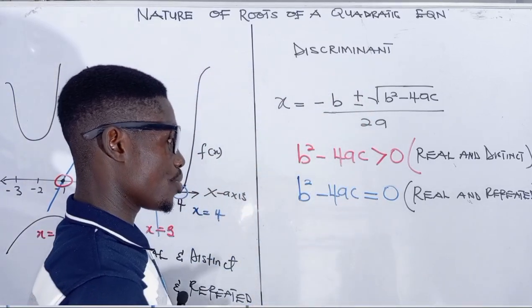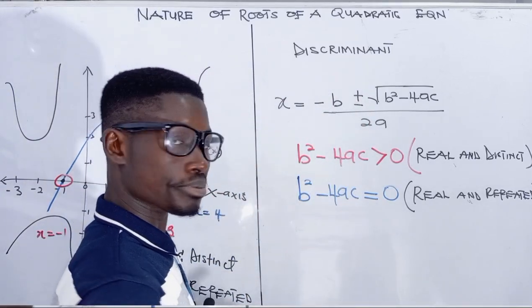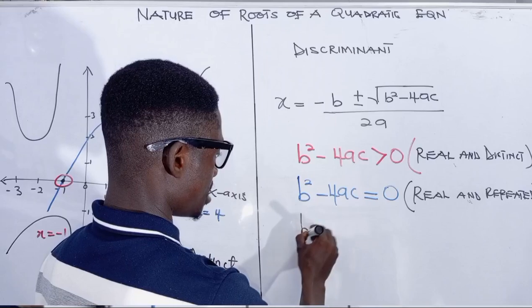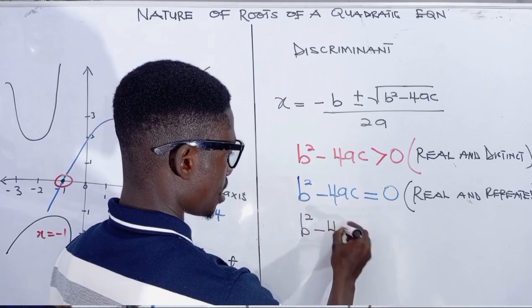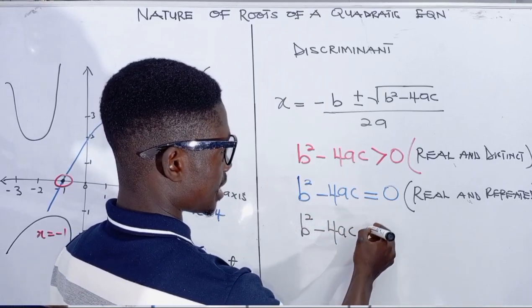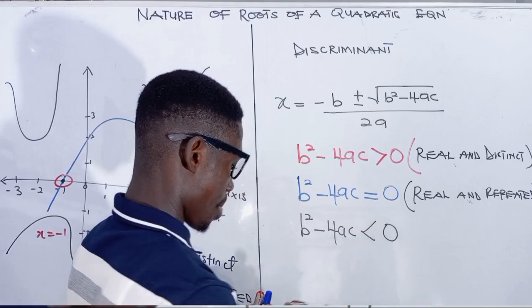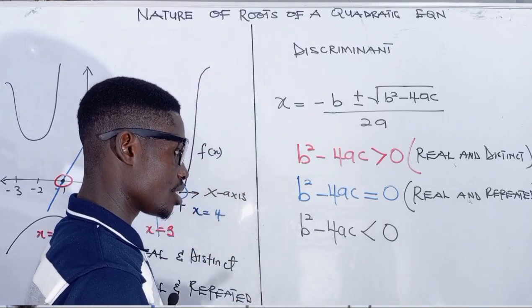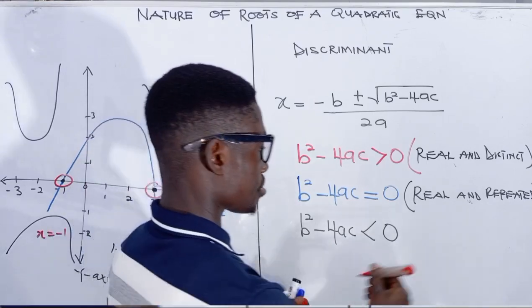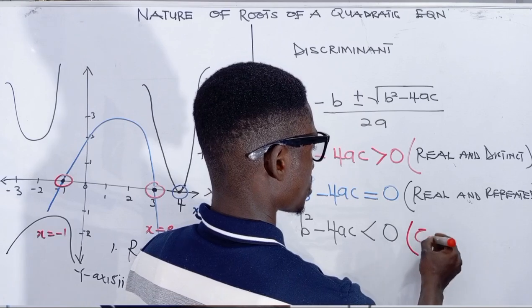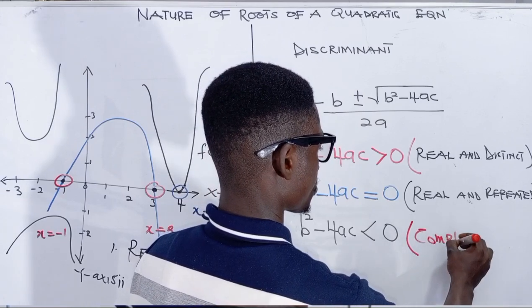And lastly, when the discriminant, which is given as b squared minus 4ac, is less than 0, then we are going to get no real root, but rather a complex or imaginary root.